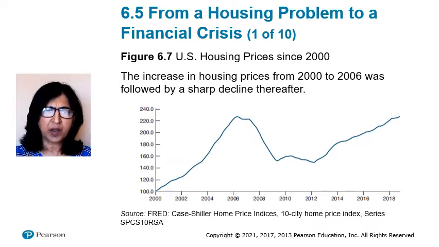From a value of 100 in 2000, the index increased to 226 in mid-2006. It then started to decline. By the end of 2008, at the start of the financial crisis, the index was down to 162. It reached a low of 150 in early 2012 and started recovering thereafter. At the time of this writing, it is 227, close to its mid-2006 peak.